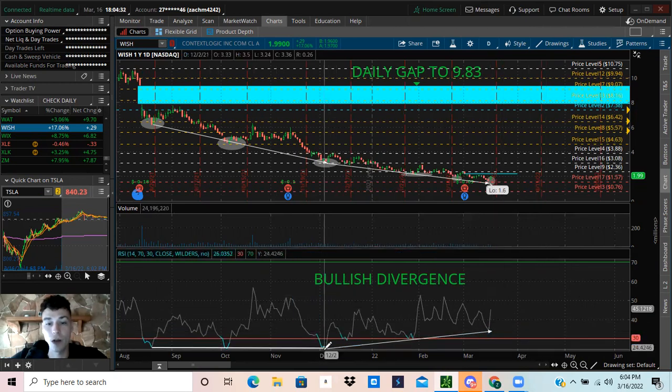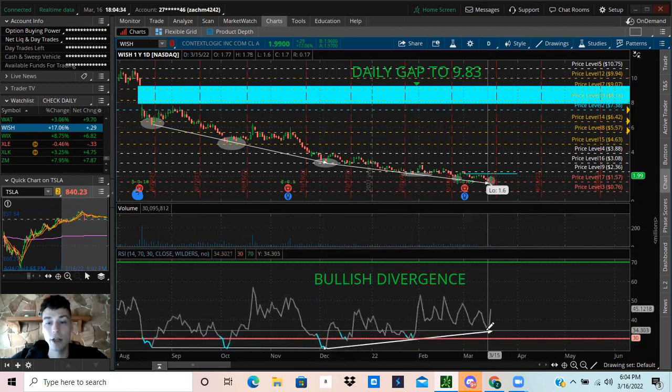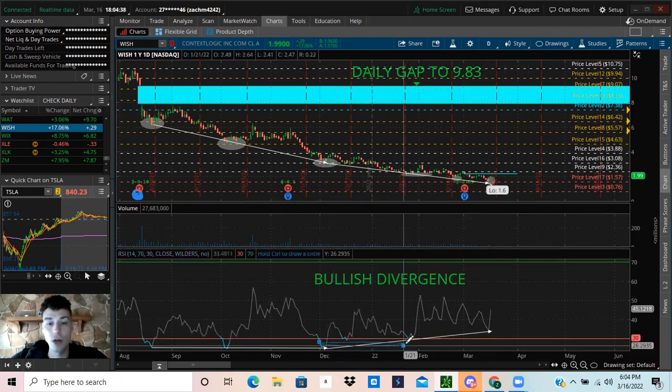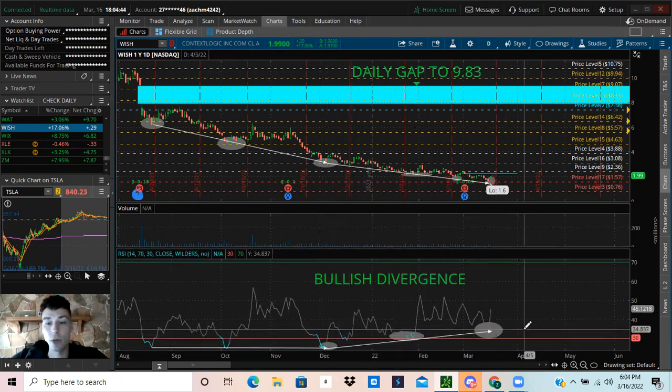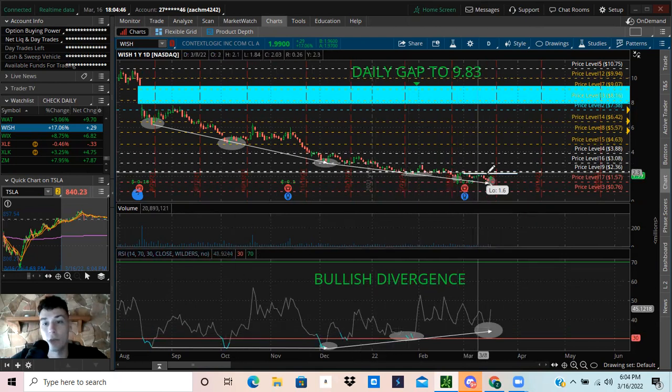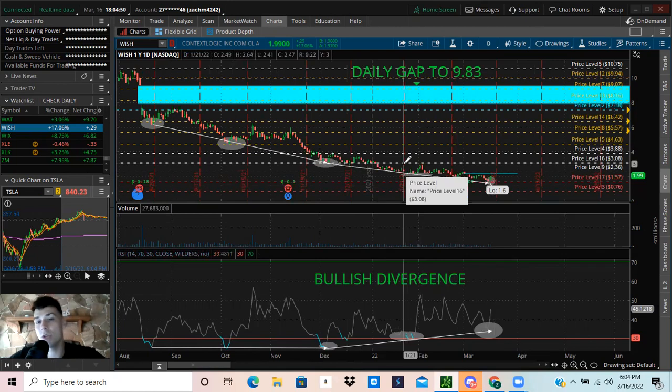We have a low here, a higher low here, and a higher low here. So I'll highlight these for you. Low, higher low right here, and then another higher low right here. So we have three higher lows on the RSI and three lower lows on the stock price. That's what's known as bullish divergence. It gives you a hint that there's going to be some bullish activity in the near future, possibly. As I said, a hint.